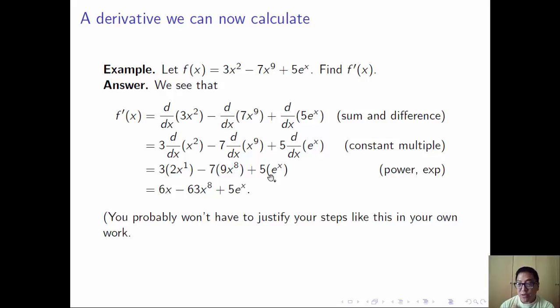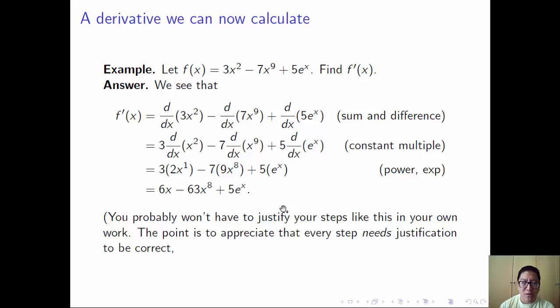All right. Anyway, the thing that people always ask at this point is, oh no, do I have to write down at every step what rule I used to get this? I used the sum and difference rule here, constant multiple, power. Well, it depends on your instructor a little bit, but almost certainly you won't have to justify steps like this in your own work. The reason I wanted to do this today is that I wanted you to appreciate that each step needs justification in order to be correct.